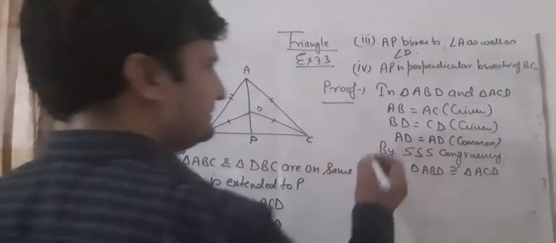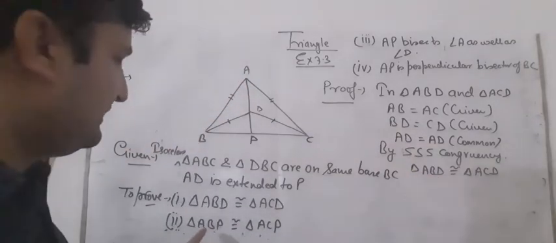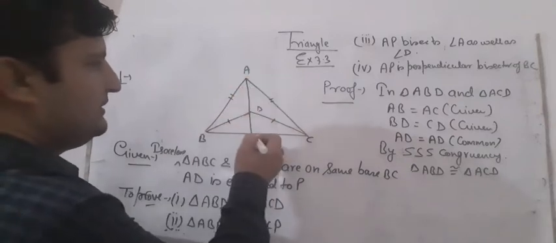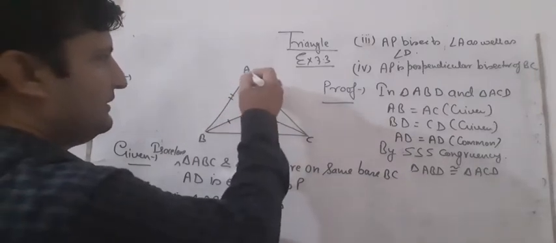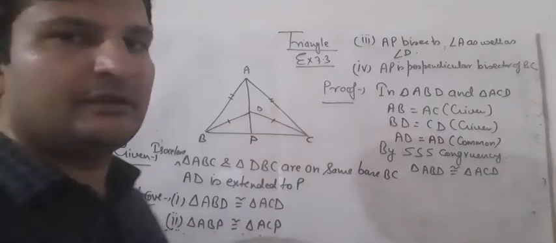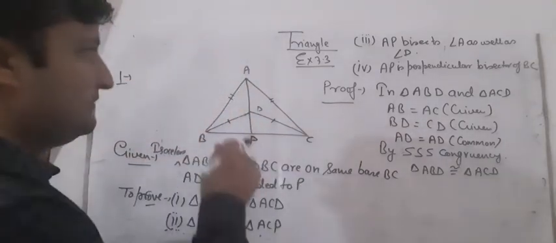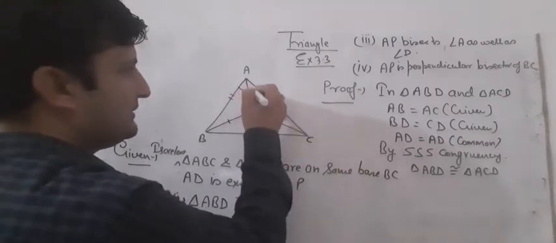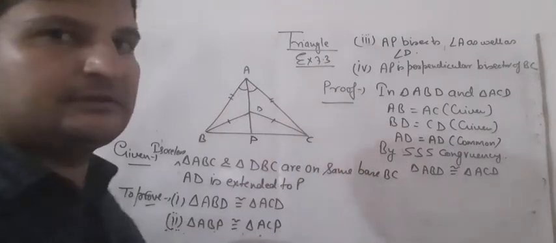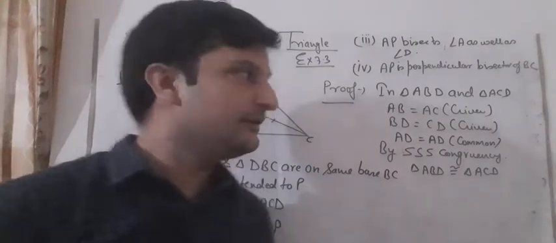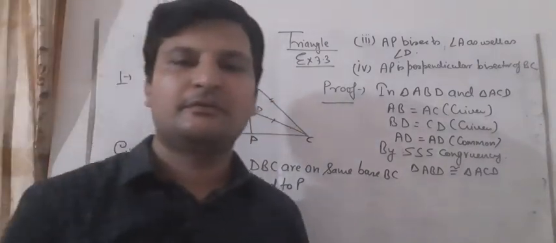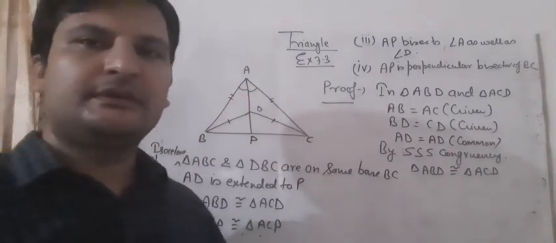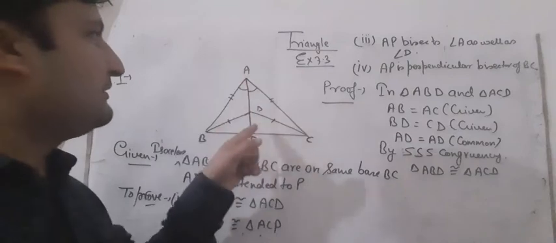Now, first one we have proved. Second is triangle ABP is congruent to triangle ACP. How can we prove it? Now students, we have proved that these two triangles are congruent to each other. It means we can say that this angle equals this angle by CPCT. If two triangles are congruent, the corresponding angles should be the same.